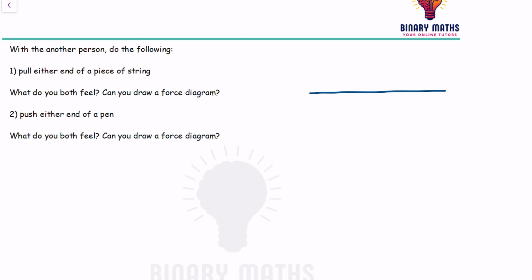So when you have a string and you are pulling it at either end, this one's pulling this way, that one's pulling that way. What this person feels is the pull from the other person. And the person on the right hand side feels the other person pulling that way, even though they're pulling in the opposite direction. So this is called tension.